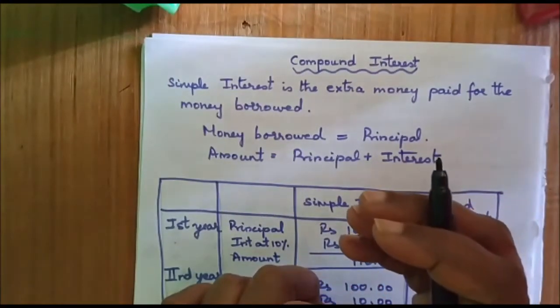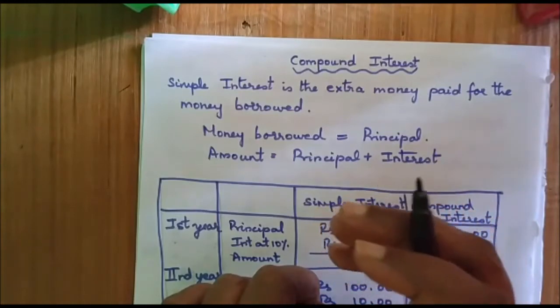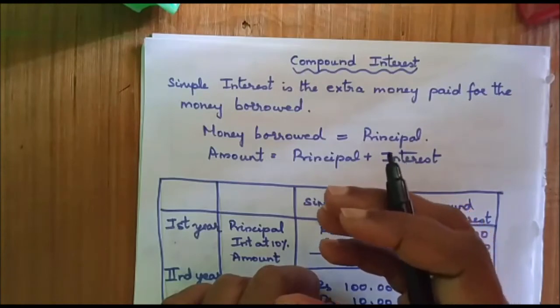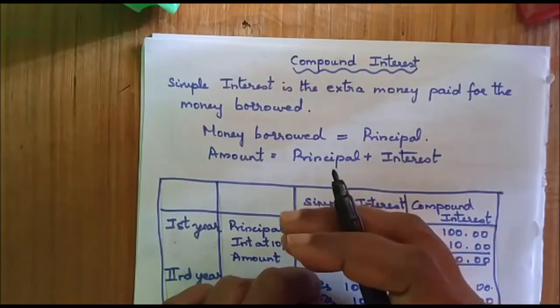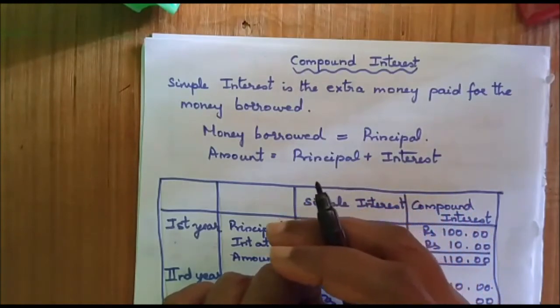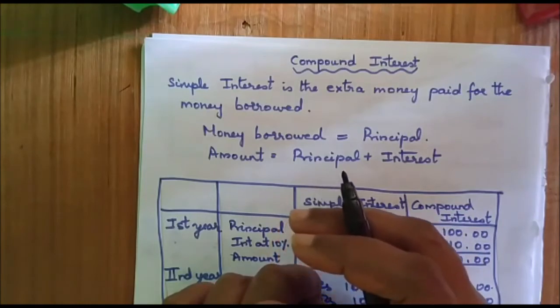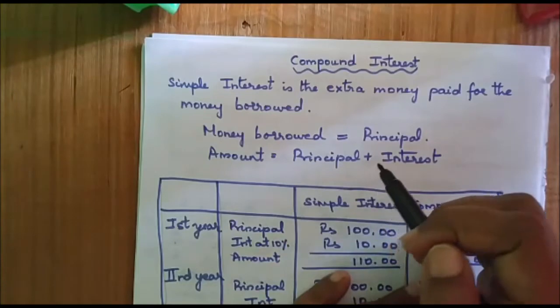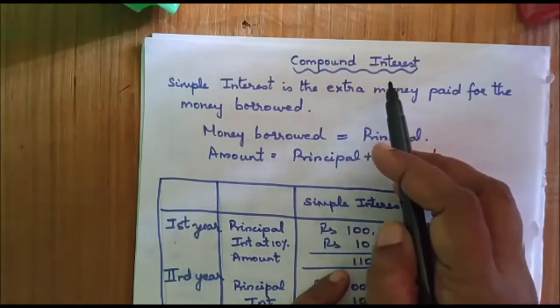This interest is charged at a rate. Rate of interest is 10%, 5%, like that it varies. So the amount is paid as principal plus interest. I hope you understood this. Now we will learn about compound interest.